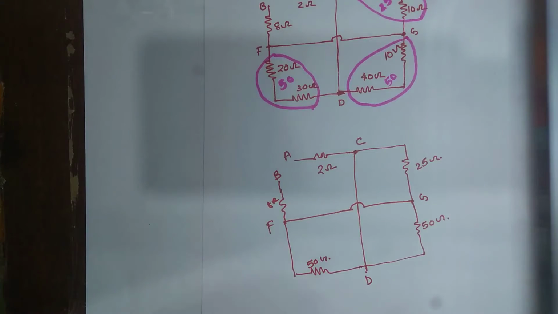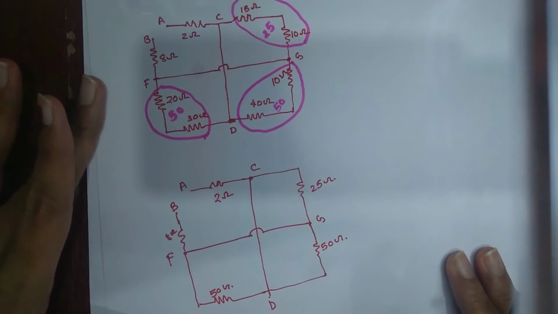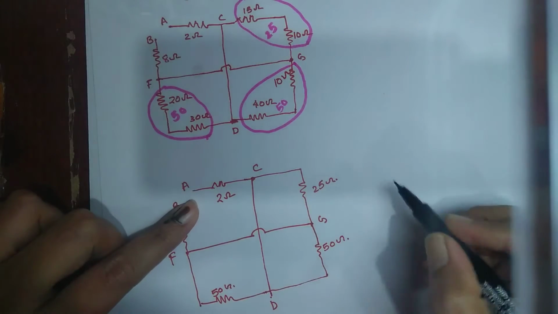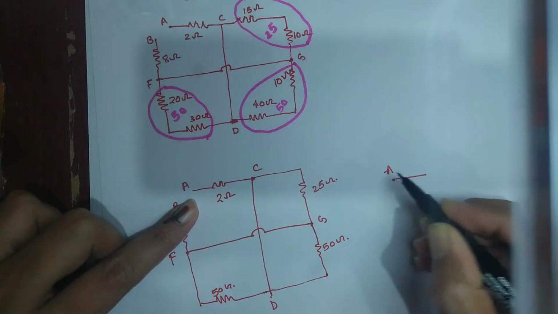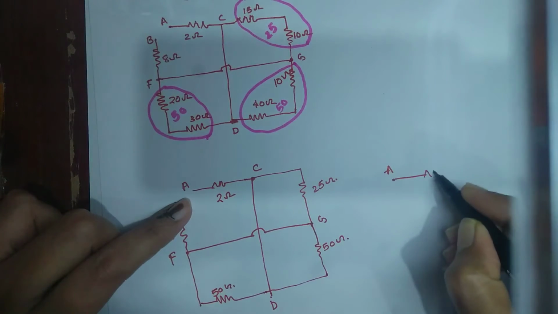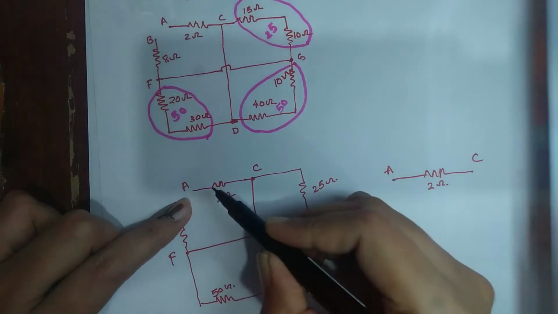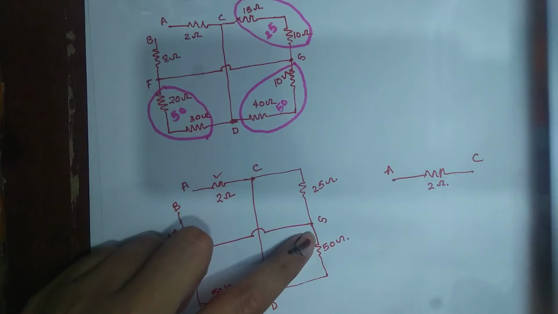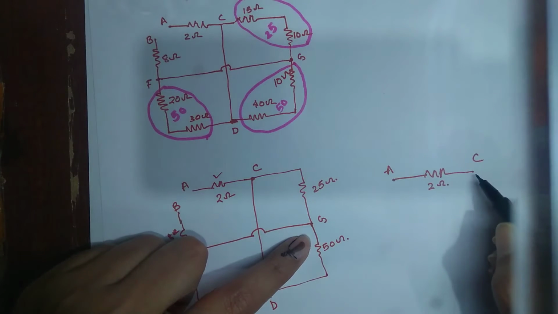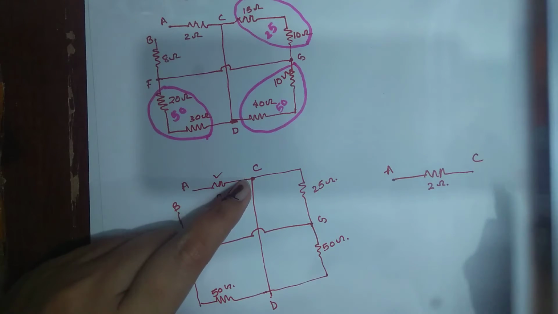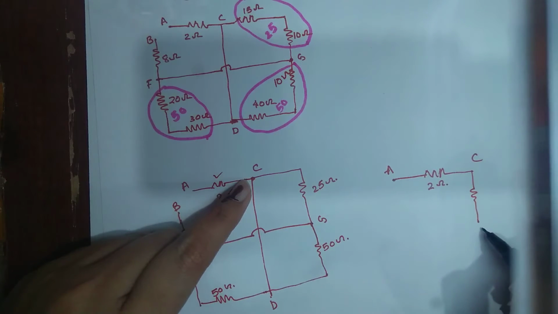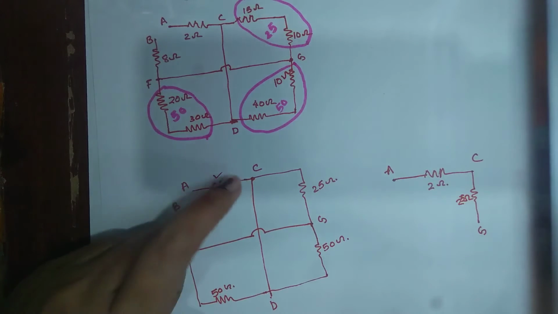How can we solve this? We have to redraw it, otherwise we don't know how to solve this. So I am taking this as my terminal A, and in between A and C, I am having 2 ohm. I have noted this C. Now, from C and G, it is 25 ohm. How can I draw within C and G? I am drawing it as 25 ohm.